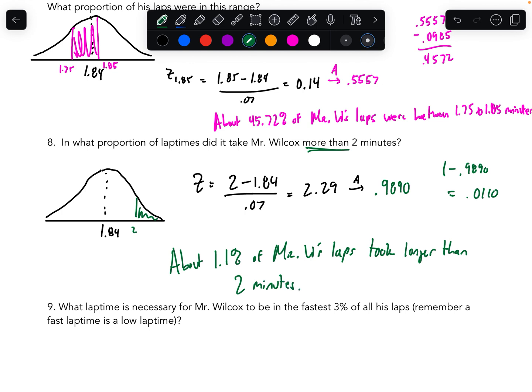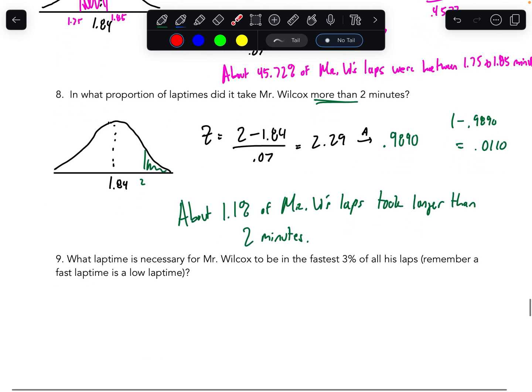Remember, it does not matter if it's greater than or greater than or equal to, since the area of that line is so minuscule that it's not adding anything substantive to the area here. So we don't have to do something like 2.01.